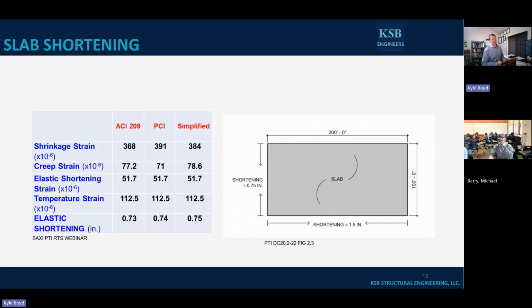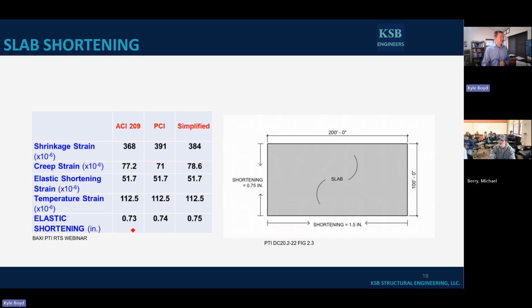So let's talk about that slab shortening. How do we actually go about designing for it? We're engineers. We need to put numbers to it just so that we can say we did our job. So let's put some numbers to it. ACI 209 is a document on shortening that ACI has published. They have a method. The precasters, PCI, have a method. There's a simplified method that you can use. You can also use FEA analysis and put a strain on everything and figure out how much that slab is going to move.